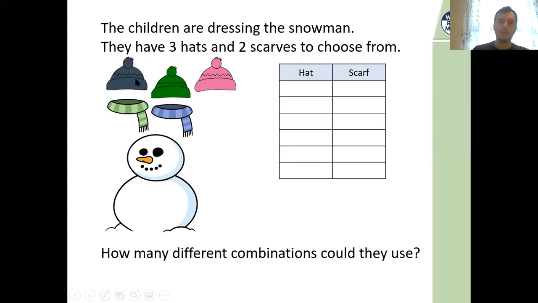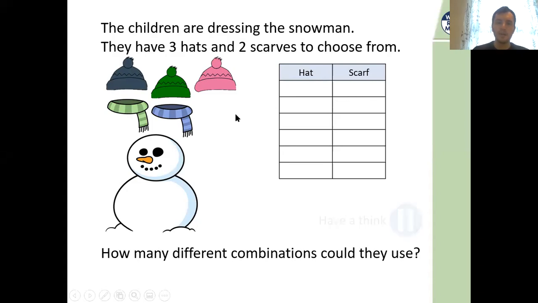For example, they could have a blue hat with a green scarf, blue hat with a blue scarf, green hat with a green scarf, and so on. Can you work out how many different combinations there are in total? Maybe quickly get a piece of pen and paper, jot them down. You might want to lay it out a bit like this.